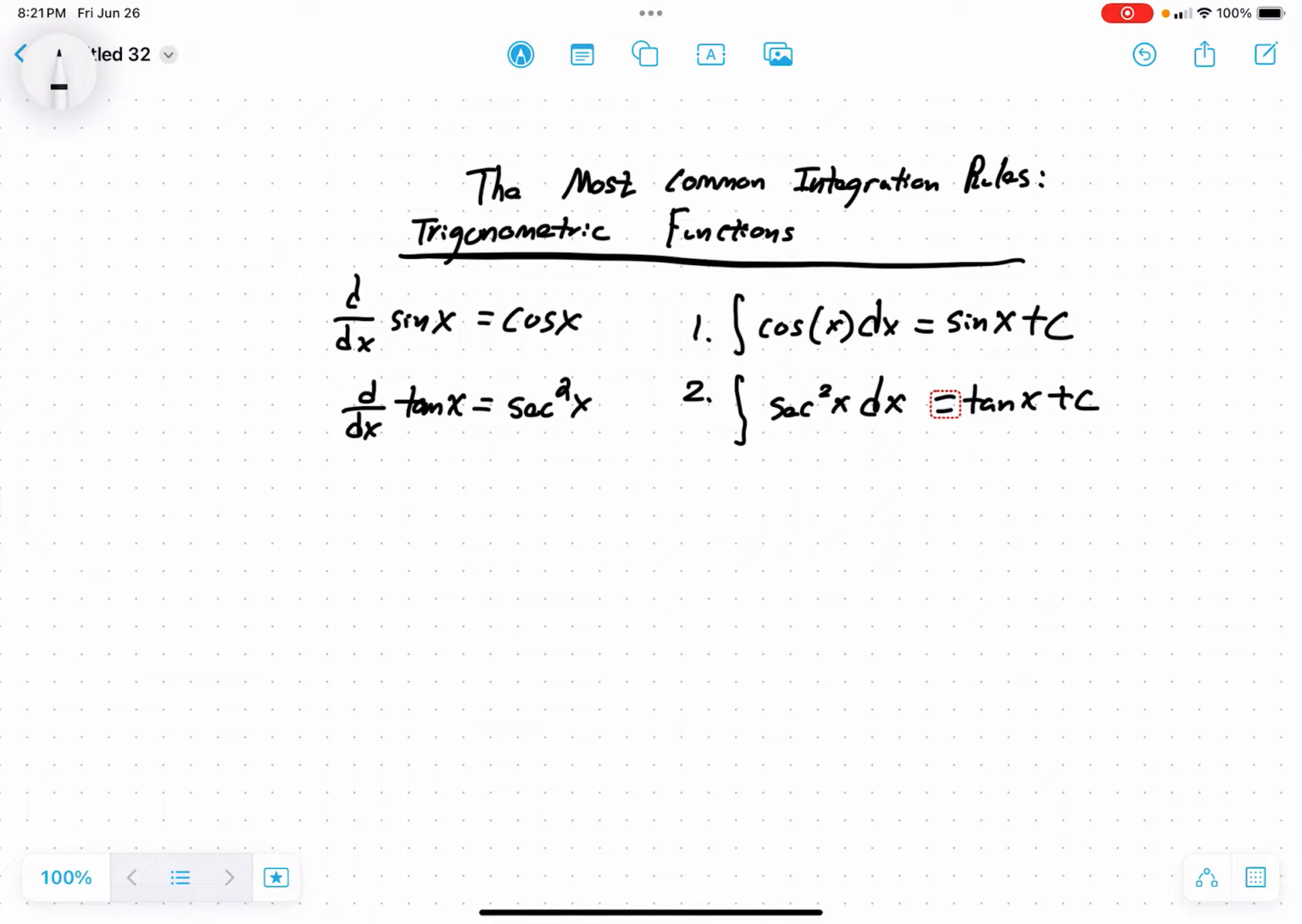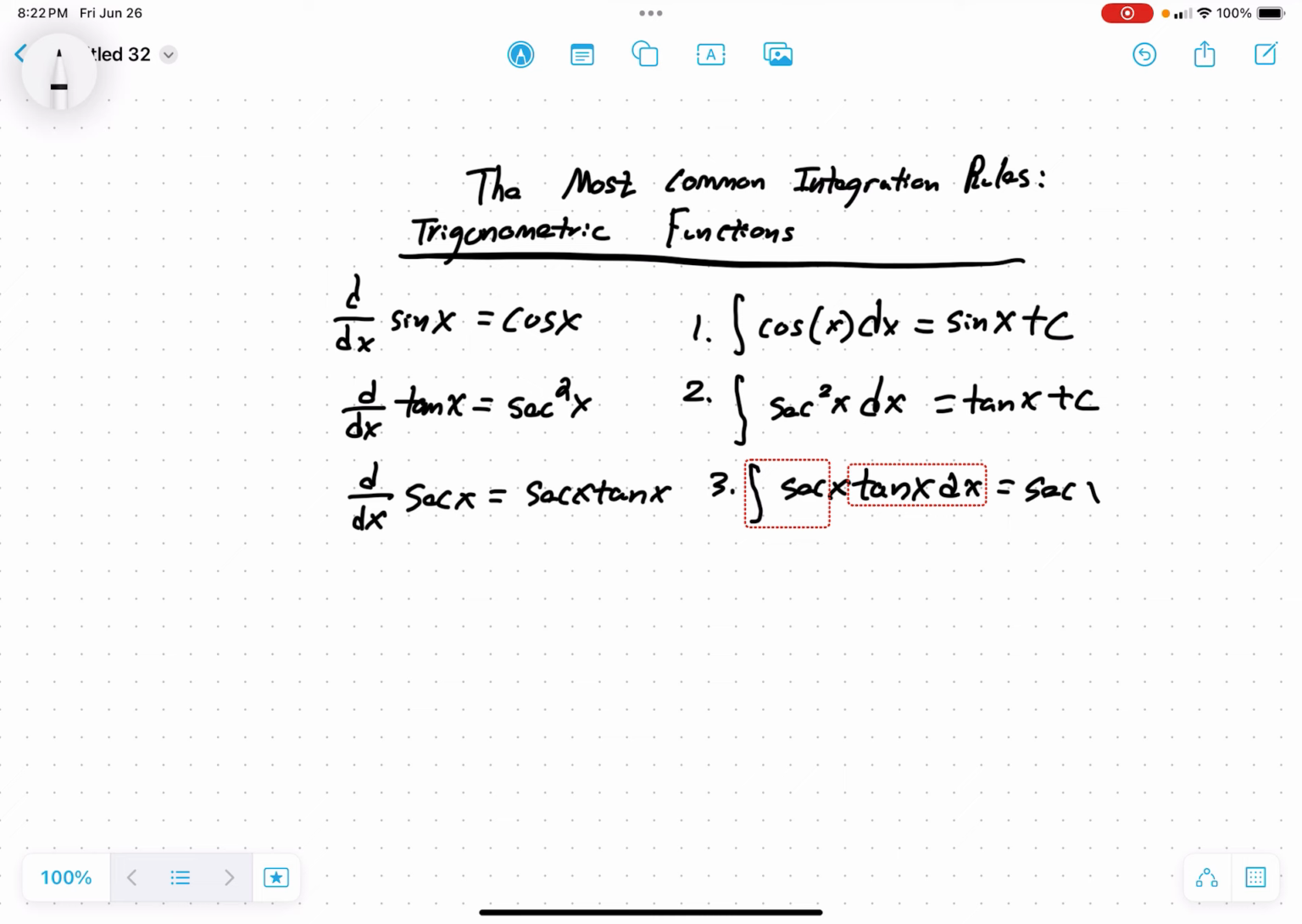Now for a third, d/dx of secant x equals secant x tangent x. We know that from derivatives. And therefore, I can write the following statement. The integral of secant x tangent x dx equals secant x plus c.